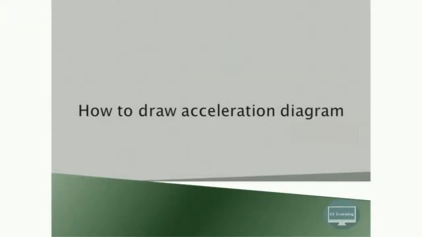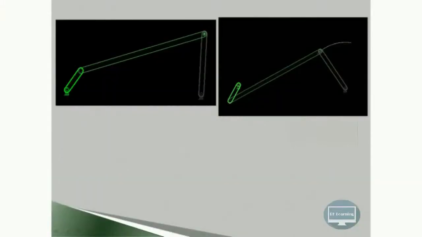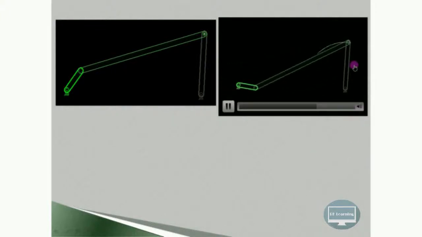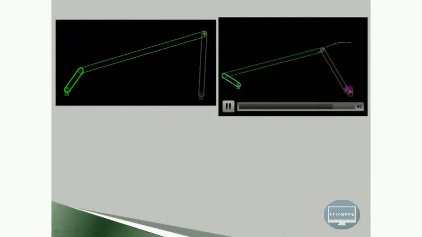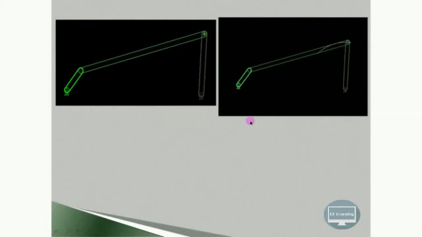Okay, so let us try to understand how to draw the acceleration diagram in case of a 4-bar mechanism. As shown over here, we have this 4-bar mechanism. We know that this blue link is the input link, this red link is the intermediate or coupler link, and this is the green link, that is the output link.